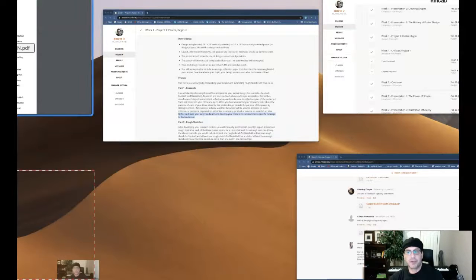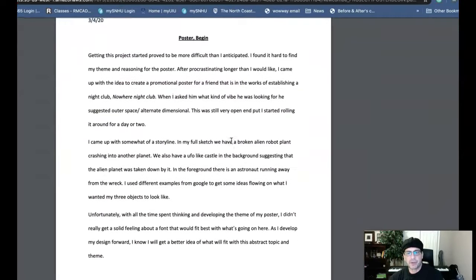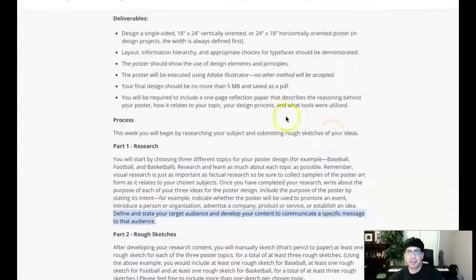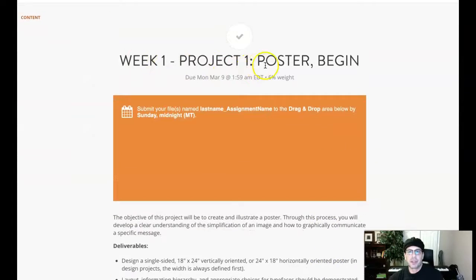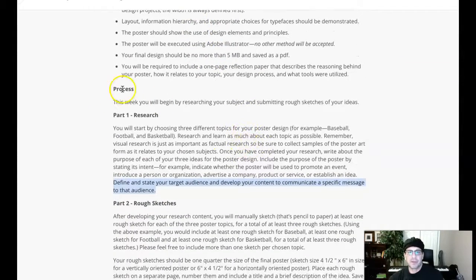There are a few requirements that are missing that I'd like you to address for Sunday's submission. So first, I think it's really important to go through the assignment. Okay, week one, project one, poster begin page. Take a look at the deliverables. Take a look at this process.